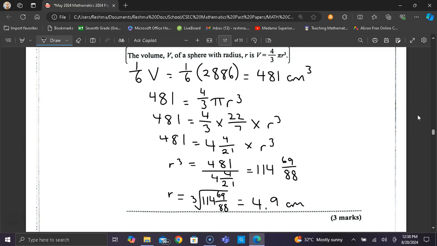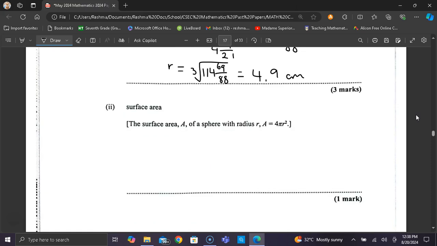Okay, so let's look at part 2. Part 2 says to find the surface area of the sphere. Since we found the radius, we just need to substitute that into the formula for surface area of a sphere, which they gave us as 4 pi r squared. So 4 by pi by r squared, so 4.9 squared, and that will give us 301.84 square centimeters. So that's just one.